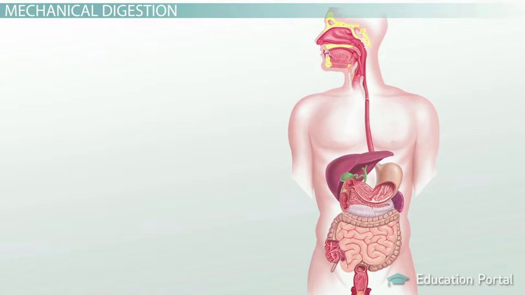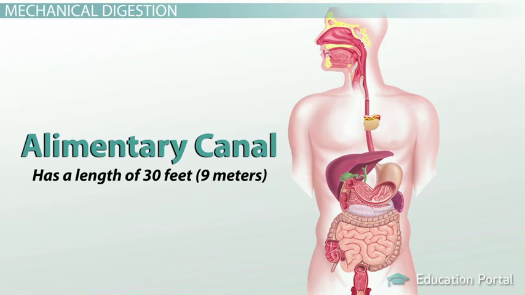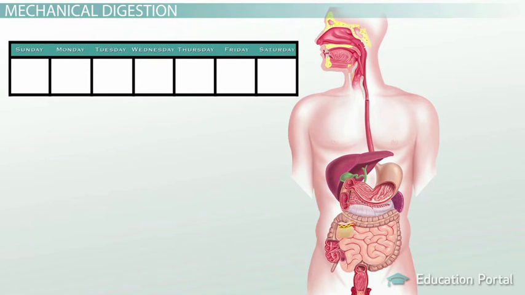And it might sound hard to believe, but this first bite of hot dog now faces a winding journey of approximately 30 feet or 9 meters, which is the length of the alimentary canal. And not only must Frank's meal travel far, it also takes a long time to travel from one end of the alimentary canal to the other. In fact, the complete digestion process will take anywhere from 24 to 72 hours.